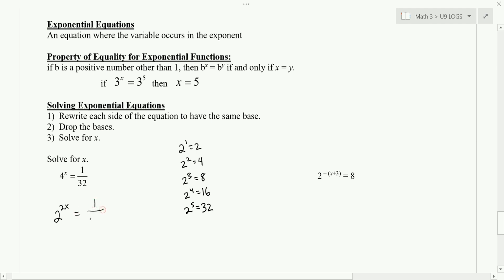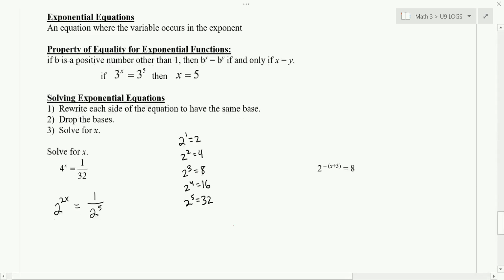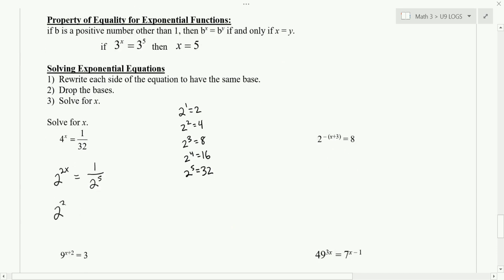Is 1 over 2 to the power of 5. Okay? I'm working on getting it the same base. I have a fraction here. I want to get rid of the fraction, so I could rewrite 1 over 2 to the fifth as 2 to what power? Negative, right? The negative goes with the fraction. So this is really 2 to the 2x is equal to 2 to the negative 5. Okay? What we just did is step 1. That's step 1. What's step 2?